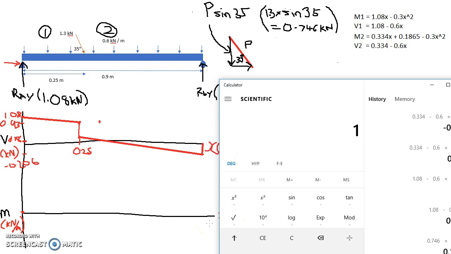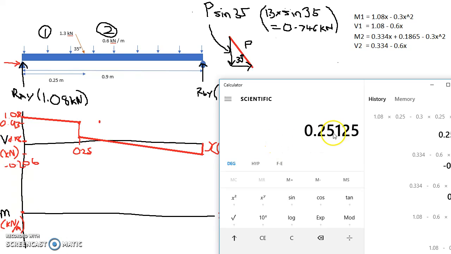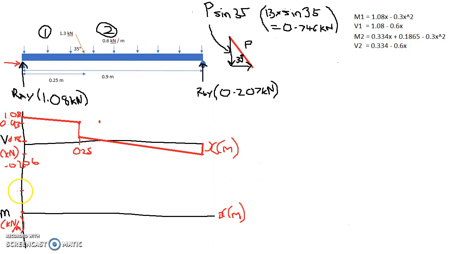So we got 1.08 times 0.25, which is the end of the segment. Take 0.3 times 0.25 squared. 0.251. Okay, so let's put that in. We'll call it 0.25. That goes to 0.25 at the end of segment 1, which is where the point load acts, which is right here.